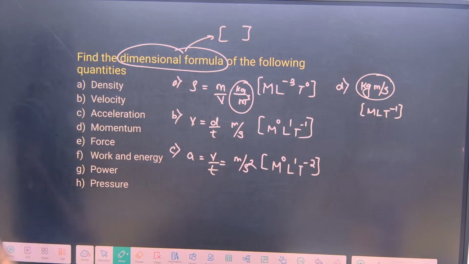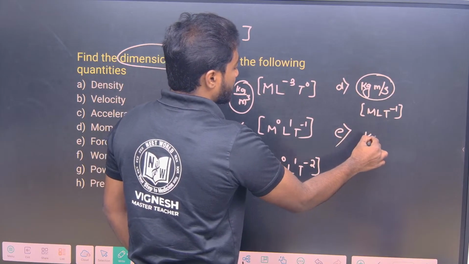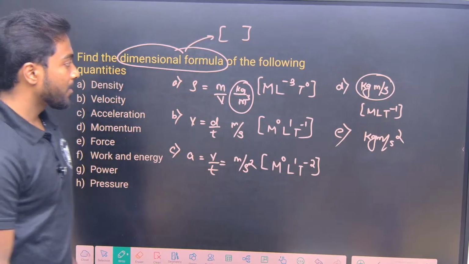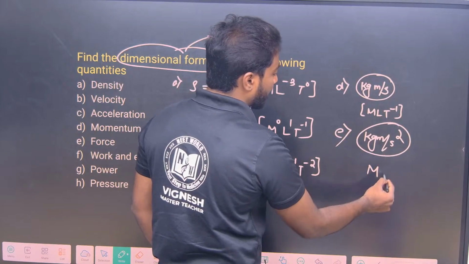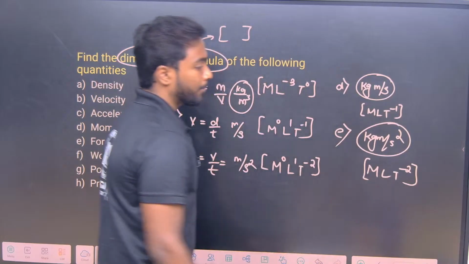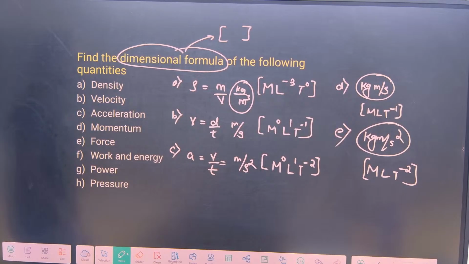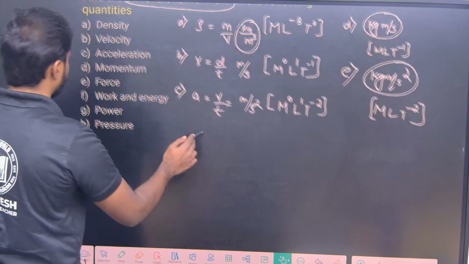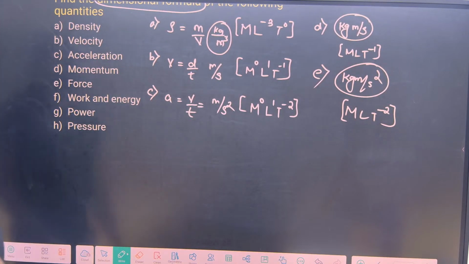Then force, which is kg meter per second square, mass into acceleration. The SI unit is Newton. So kg is M, meter is L, second square gives T power minus 2. M L T power minus 2 is the answer for the fifth question. When we talk about the sixth question, that is work and energy.